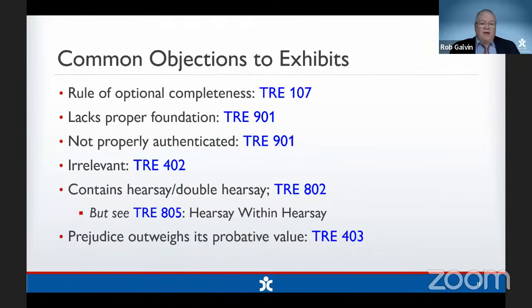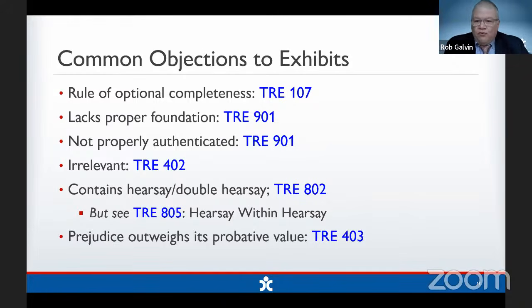Okay, common objections to exhibits. So here are some objections to exhibits. The rule of optional completeness. There is a guy who a lot of you know, and I'll make a plug for him, Mark Zuniga. He loves this objection. It freaks everybody out because no one knows what the objection is. And they're like, oh wait a minute, I've seen him use it way, way too many times.